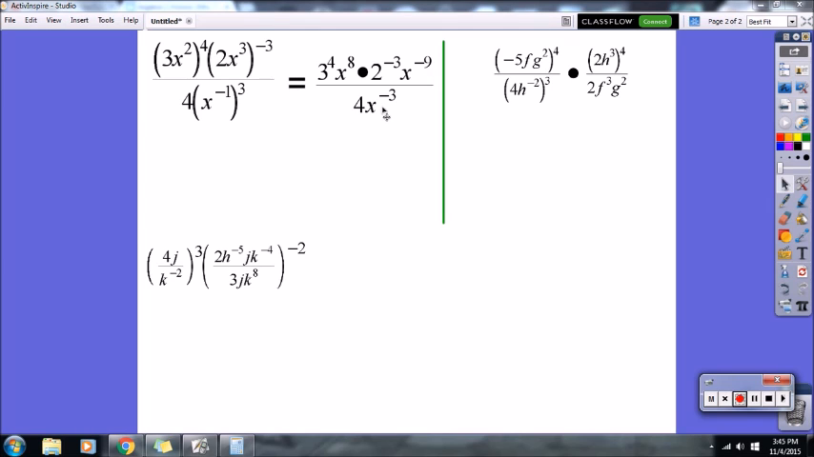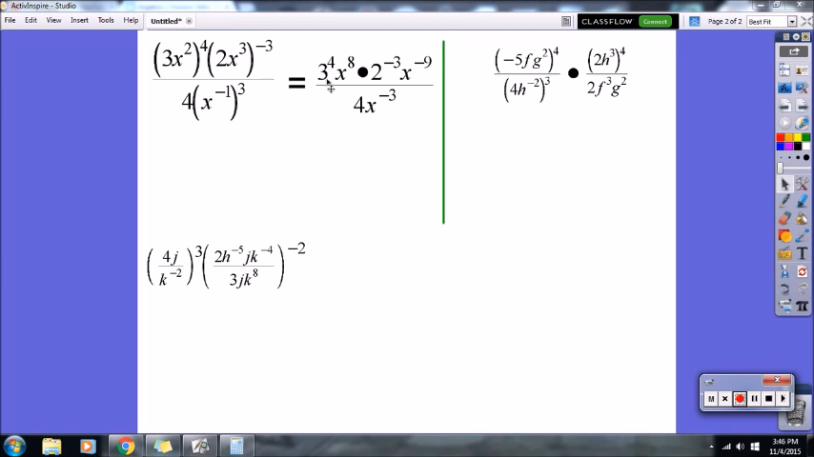The reason this can be so challenging is from this point, I have a lot of options. I can combine the x to the 8th and the x to the negative 9th on top by adding those exponents. I could combine the like bases top and bottom by subtracting those exponents, or I can move this x to the negative 9th to the bottom to make the exponent positive and then add those exponents. So you have lots of choices. What I'm going to do is combine the x to the 8th and the x to the negative 9th by adding those exponents.